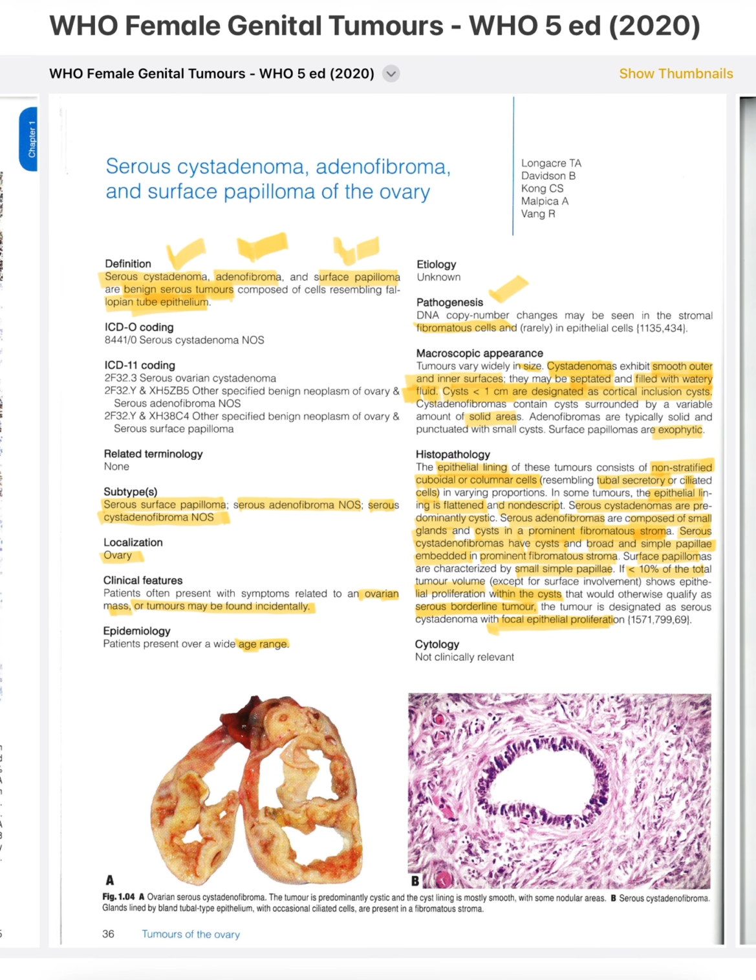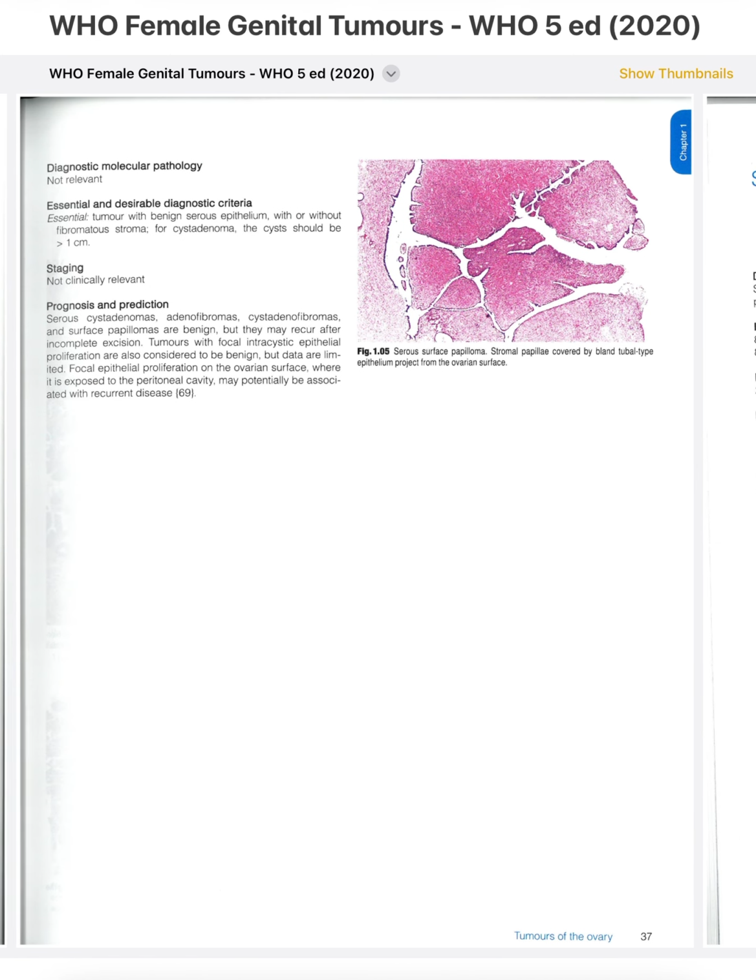Okay, so in this image we can see the gross image. This is ovarian serous cyst adenofibroma. So we have the tumor which is typically cystic and the cyst lining is very smooth with some nodular areas. We have a nodule over here, and then in this second photomicrograph we can see serous cyst adenofibroma. So we have the glands which are lined by tubal-like epithelium, and we have occasional ciliated cells also. The fibromatous stroma is present. So this is serous adenofibroma.